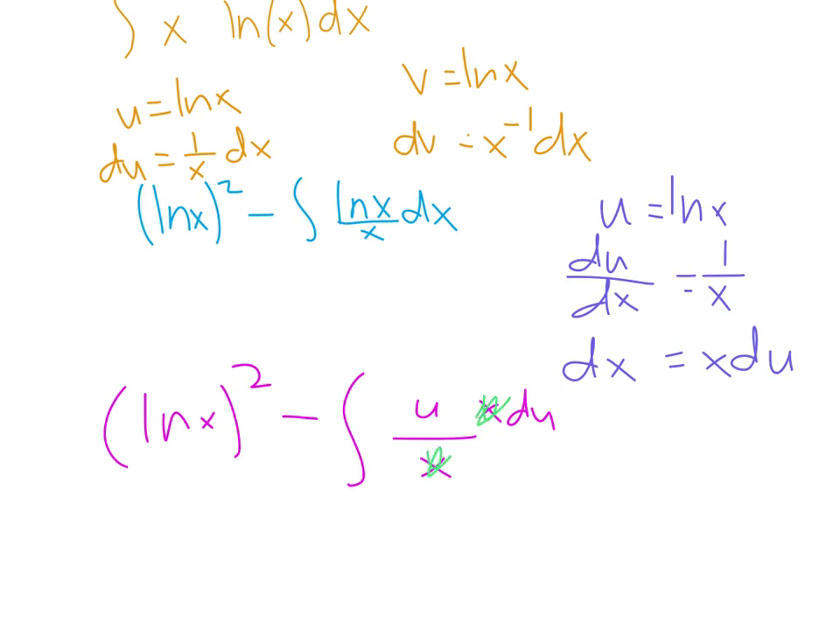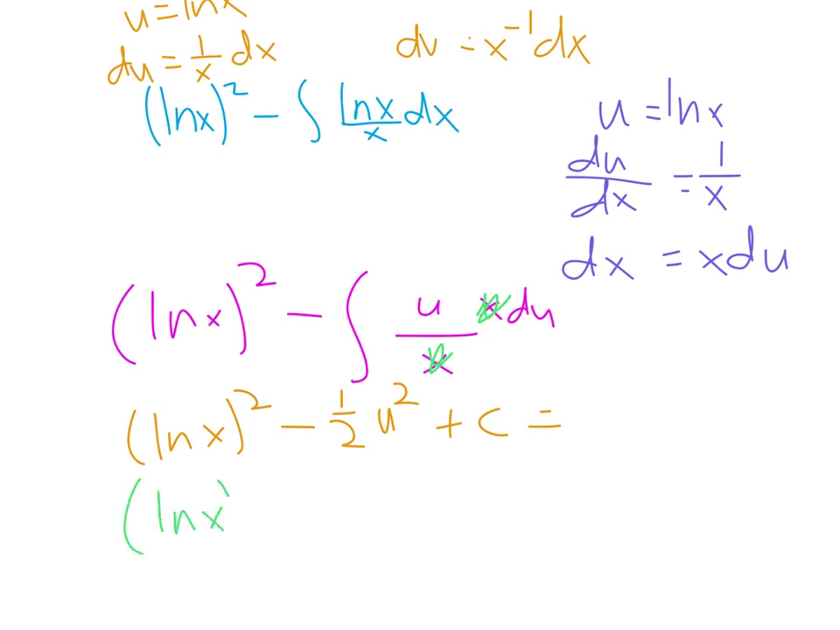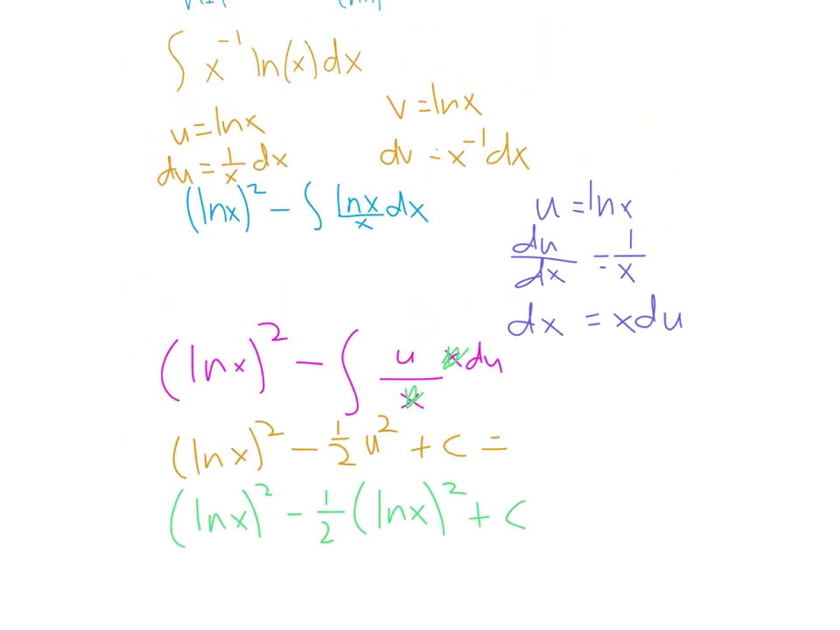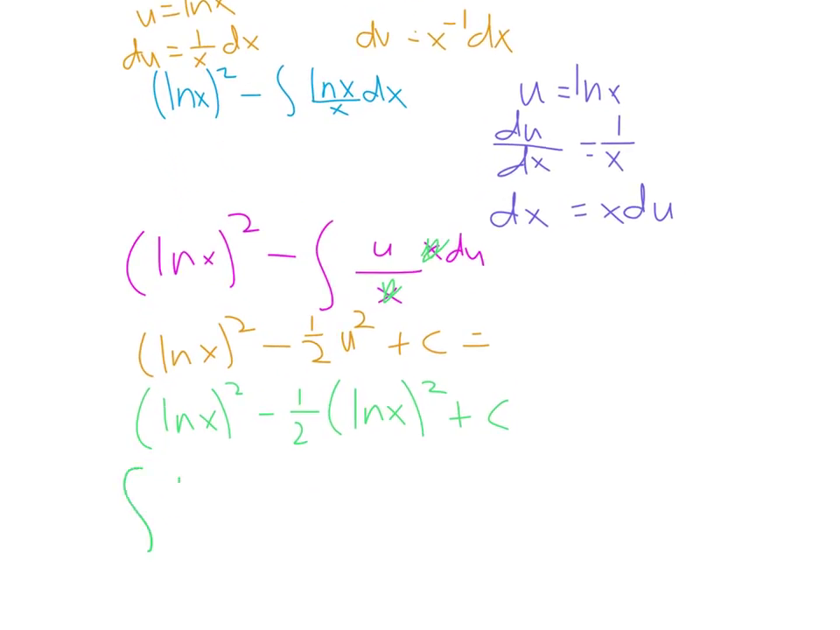So then we antiderivative the u, so that's going to be natural log of x squared minus 1/2 u squared plus c, which is natural log of x squared minus 1/2 natural log of x squared plus c, which we could combine if we wanted to. But I think that's probably the only other situation I would consider, what happens if n is 0? Because then you just have the integral of the natural log of x dx, which you'd have to do parts for that also.